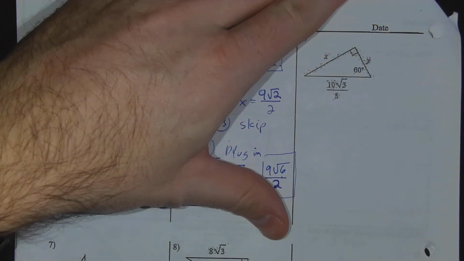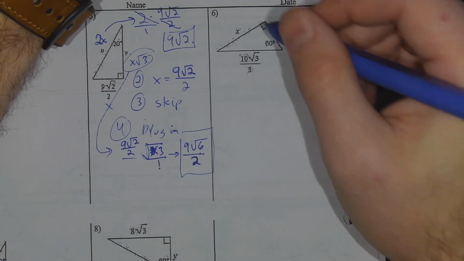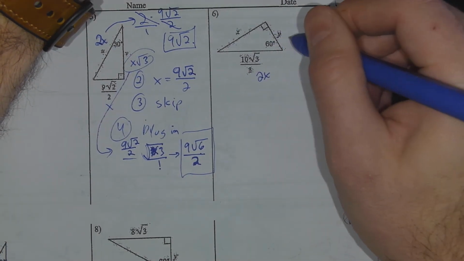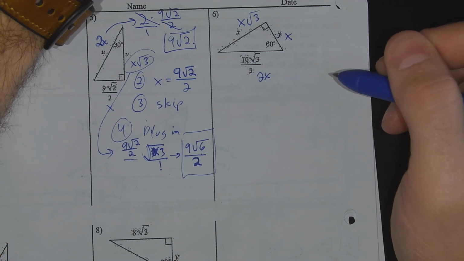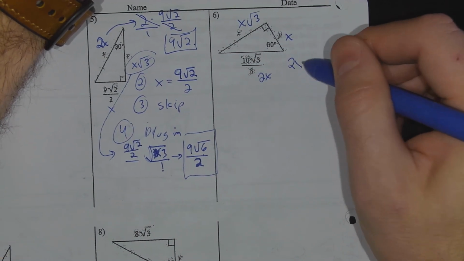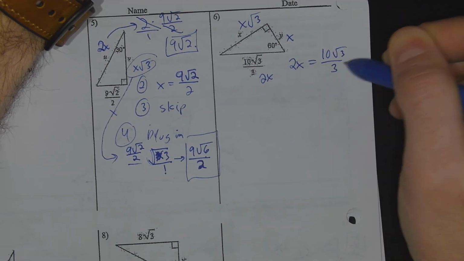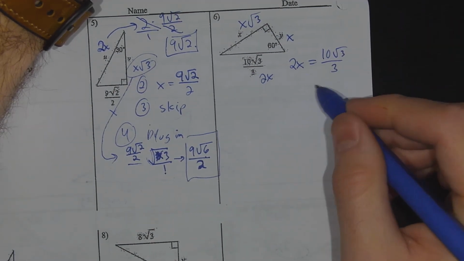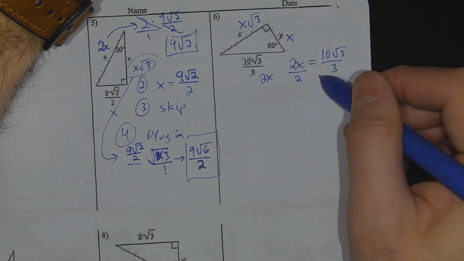Do one more example. Do number 6. So 6 is going to be 2x, x, x root 3. For my first step. Second step, set the given equal to the label. So 2x is going to be equal to 10 root 3 over 3. Step 3 is to solve. In this case, I'm going to divide both sides by 2.